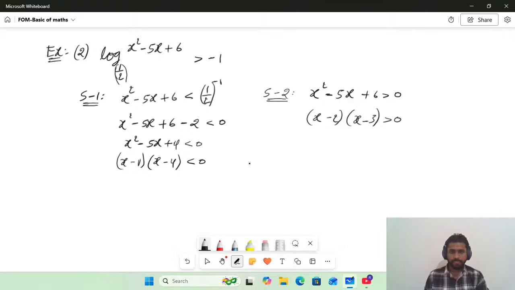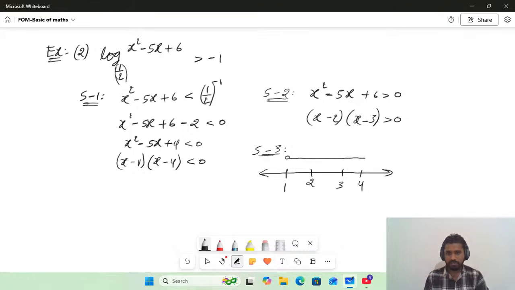What is step 3? Step 3 is nothing but the intersection of step 1 and step 2. Step 1 is x minus 1 into x minus 4 less than 0. So what values do we need here? We need 1, 2, 3 and 4. By using the wavy curve method, 1 to 4 is the interval for x minus 1 into x minus 4 less than 0.